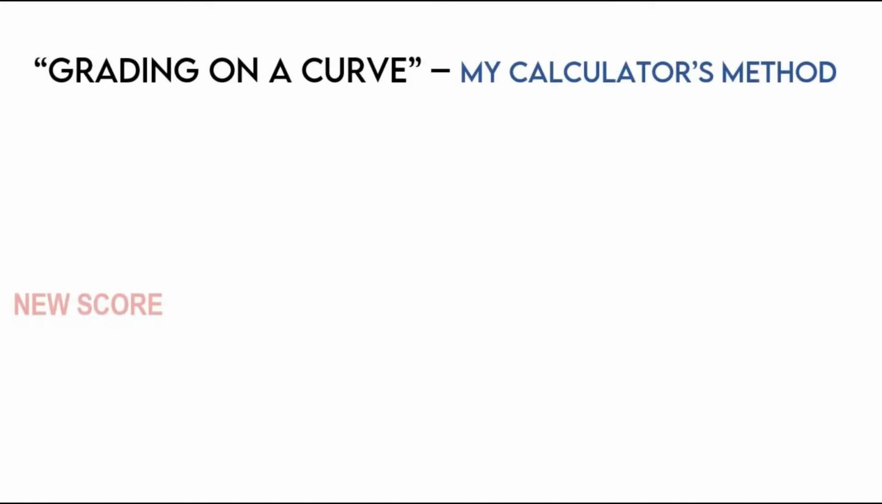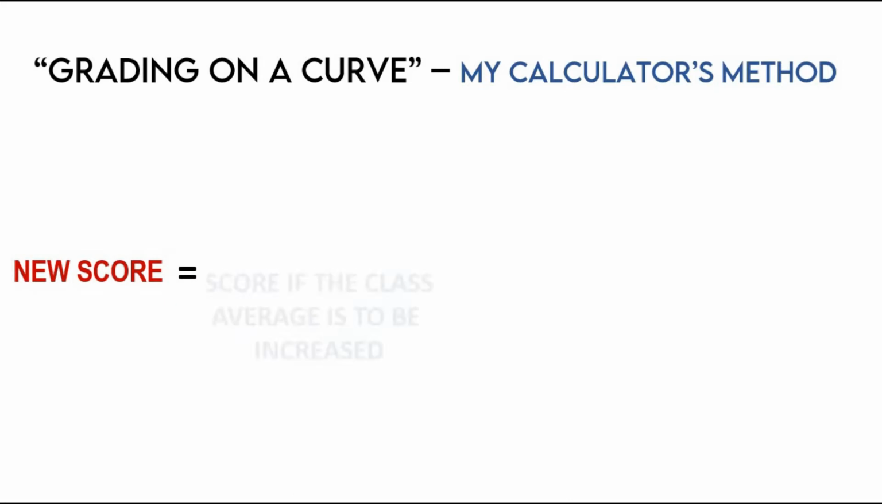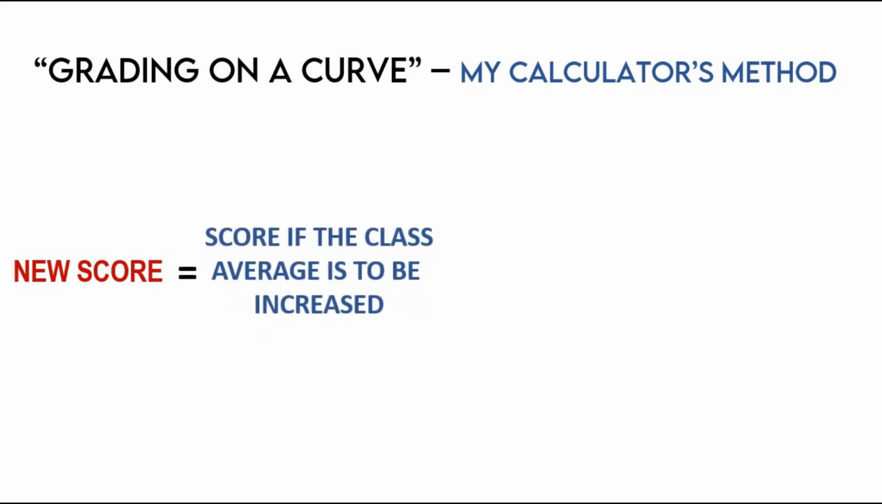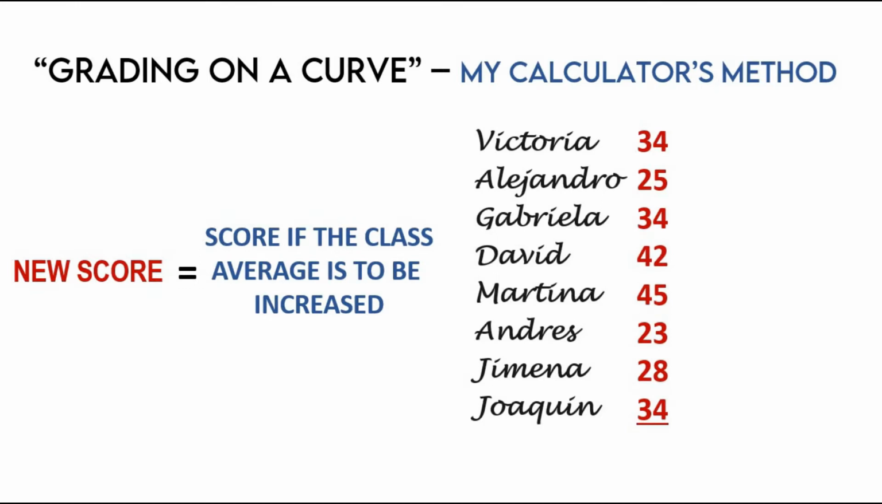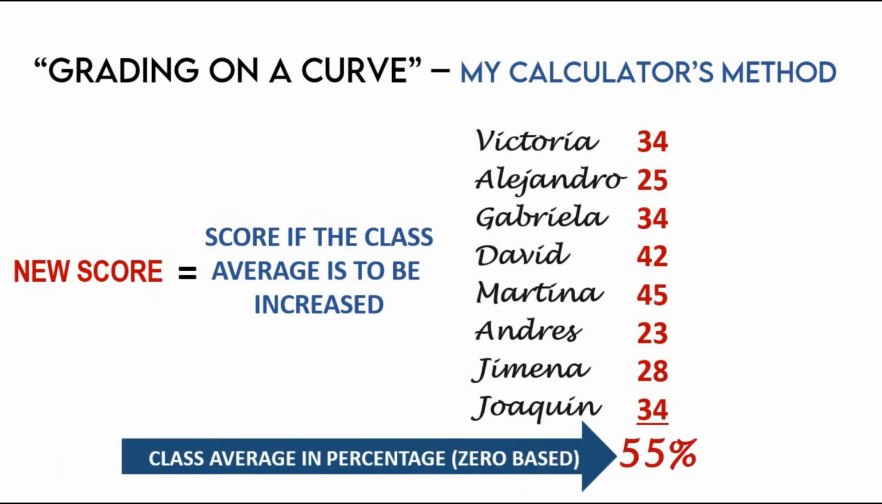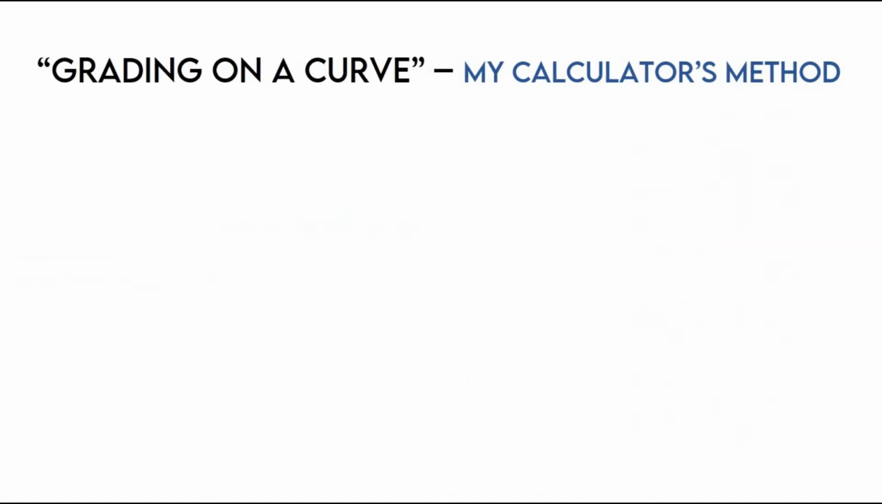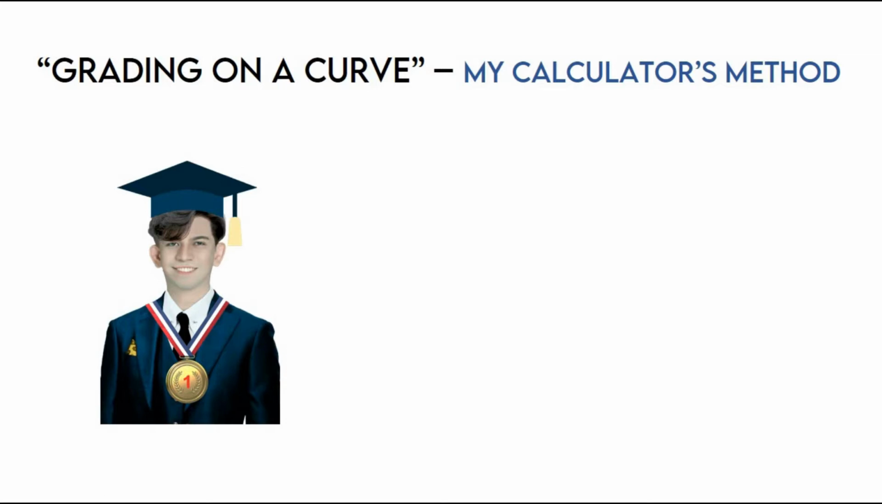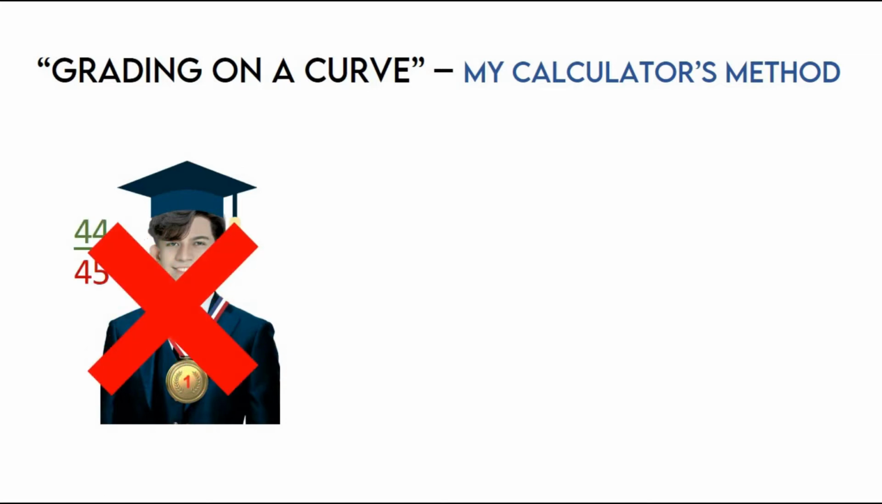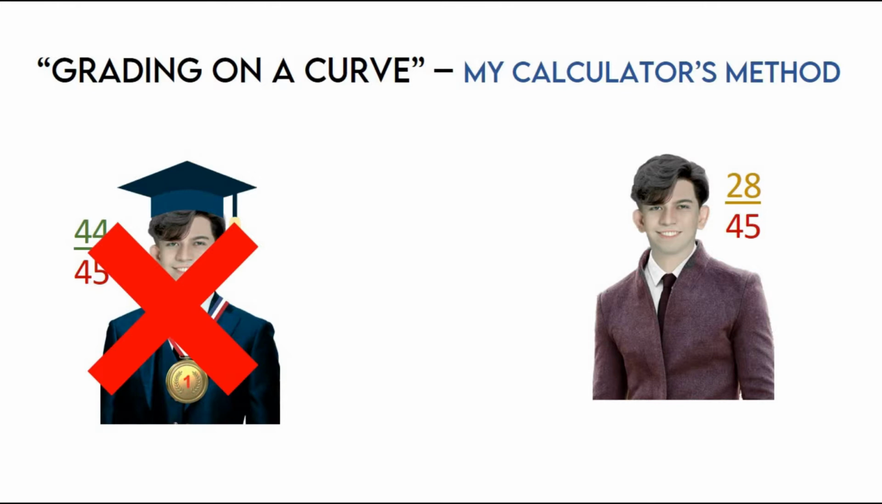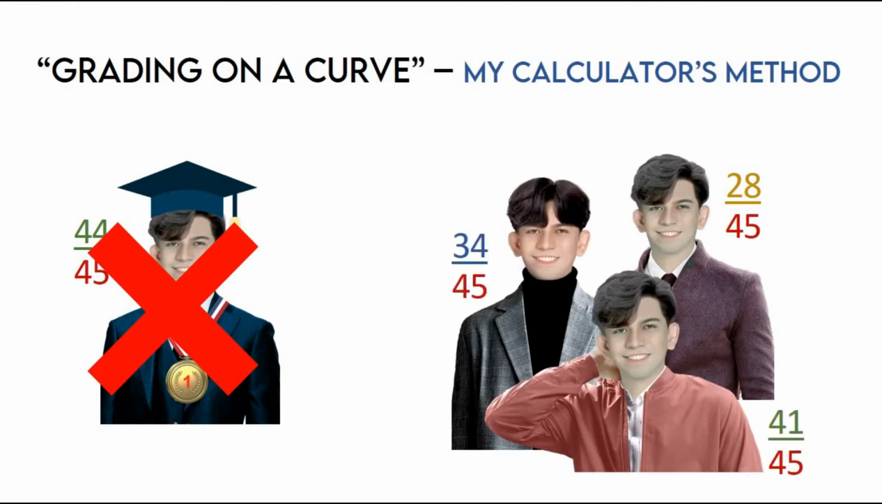Now, let's talk about this calculator's method of curving the grades. In here, a new score is simply the equivalent score if the class average increases. For example, if the class average in percentage increases from 55% to 75%, scores must increase as a group to achieve this change. Indeed, this is a fair curving of grades since it is not based anymore on a score of a top-performing student, but on each student's effort to achieve a certain class average.